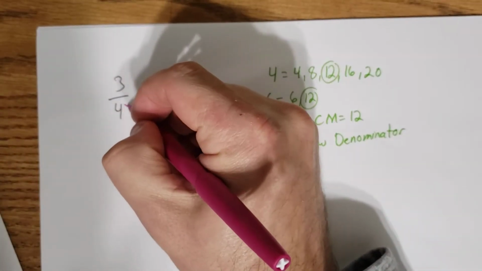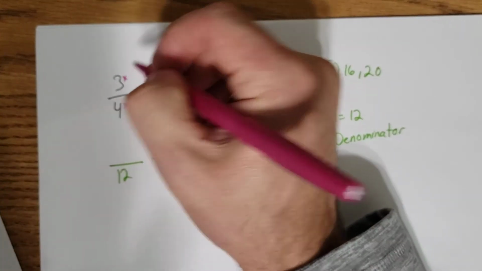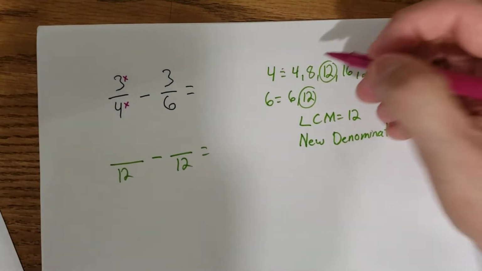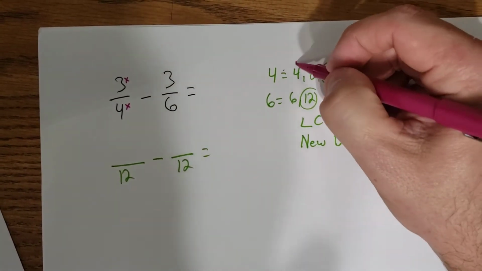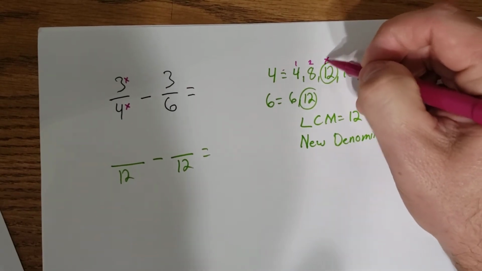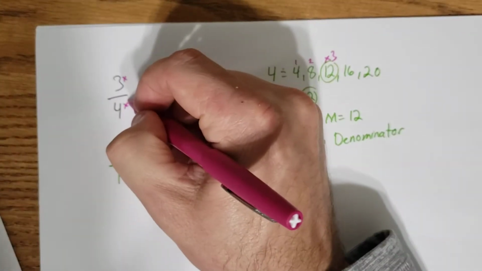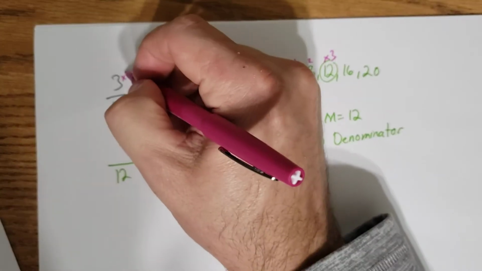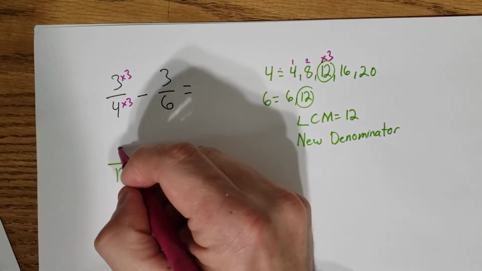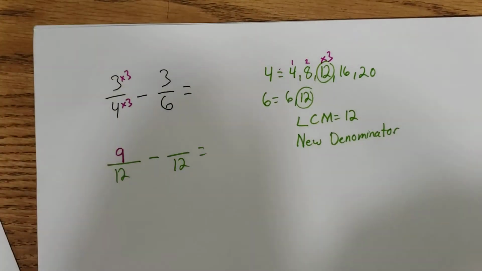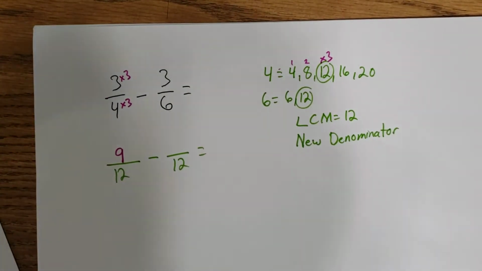How did 4 get to 12? Well, it did it by multiplying because we skip counted up here. How did our 4 actually get all the way over here to 12? Not times 1, not times 2, but times 3. 4 times 3 is 12. Do the same thing to the top. Multiply the bottom by 3, multiply the top by 3, and now we have 9. I know it looks different, but it is equivalent.